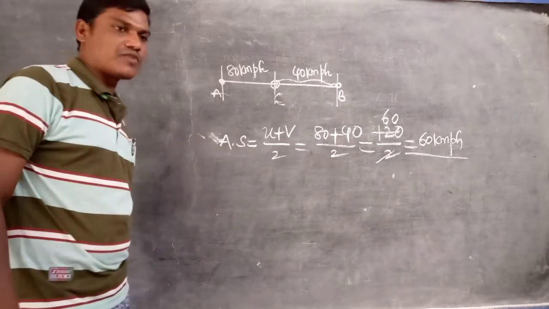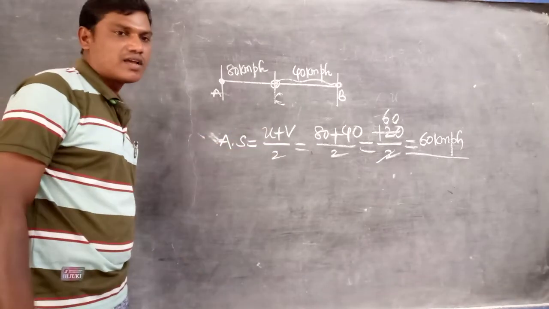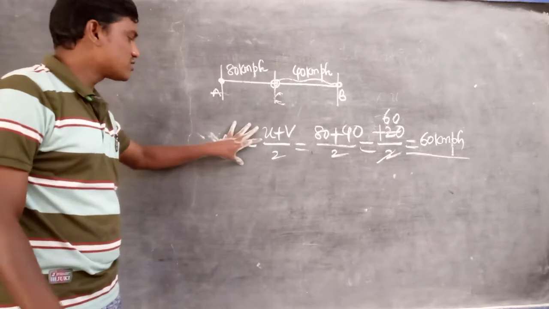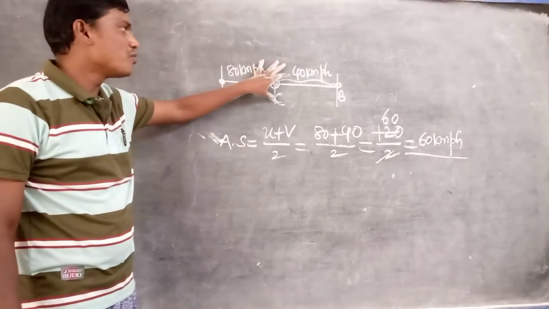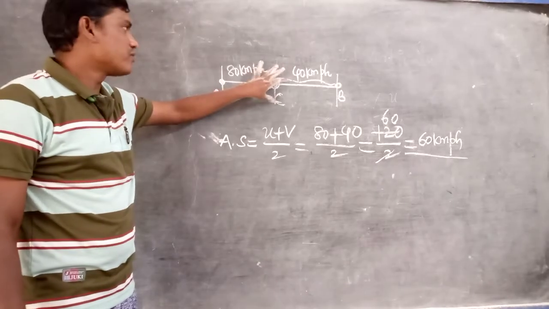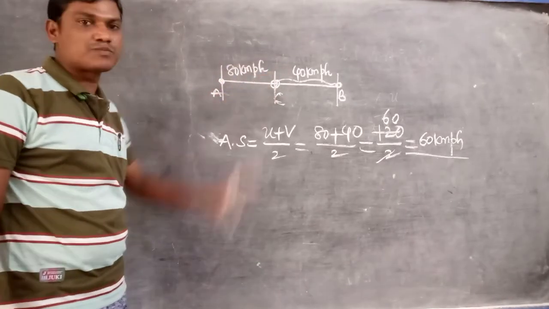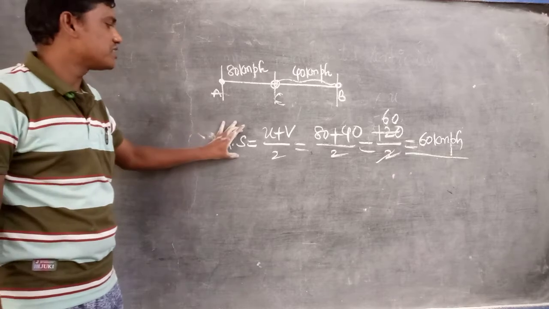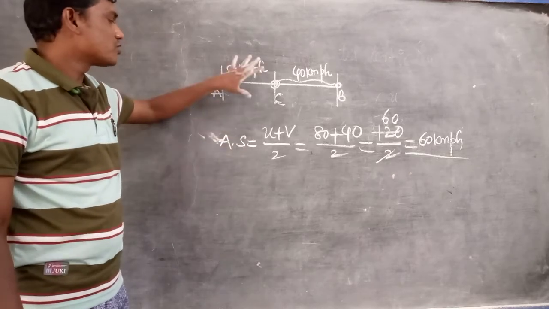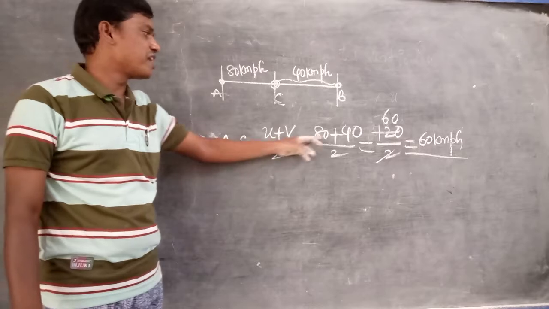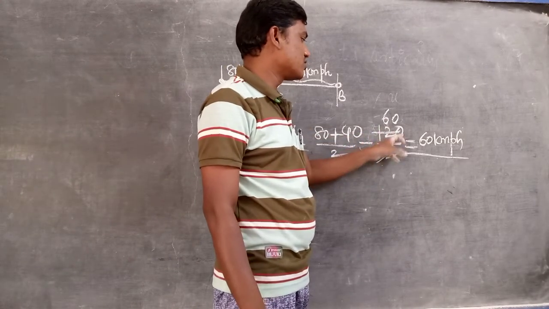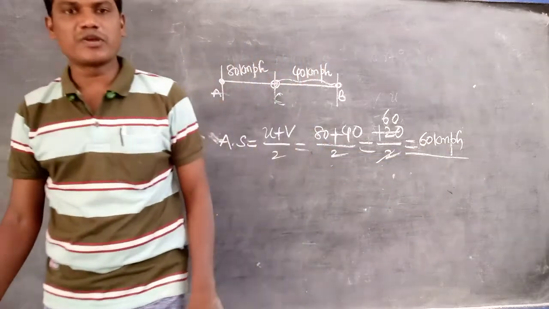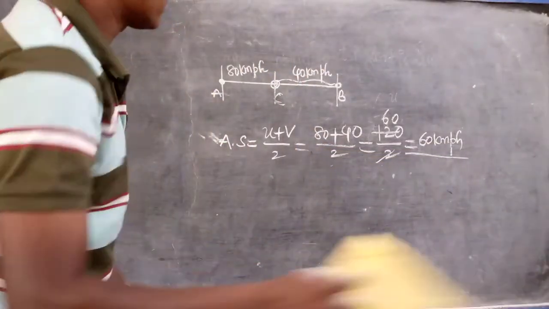This is the simplest way. Otherwise, you can follow the other method, the lengthy method. According to the given statement, two magnitudes are given, directly the speeds. That's why average speed is equal to u plus v upon 2, then 80 plus 40 by 2, then 120 by 2, which is 60, finally 60 kilometers per hour.